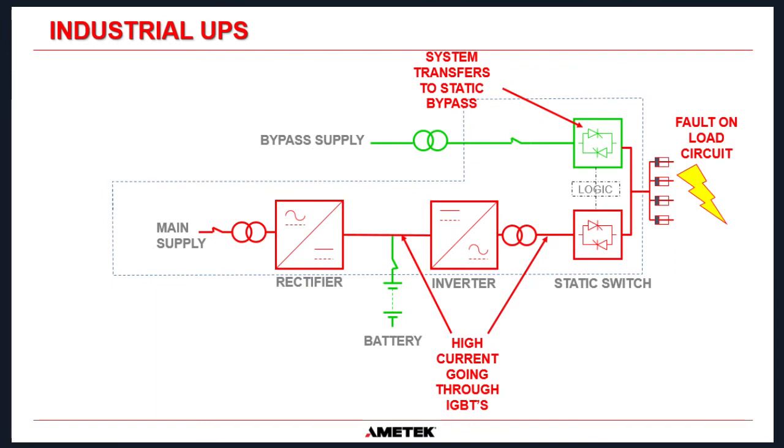Okay, and there's a picture to show what happens. So if there is a fault on the load circuit, then the current through the inverter from the DC to the AC is going to be too high. So the system recognizes that, it lowers the voltage on the inverter to keep the current below 83 amps, and in doing that the voltage will dip too low and the system will transfer to static bypass.